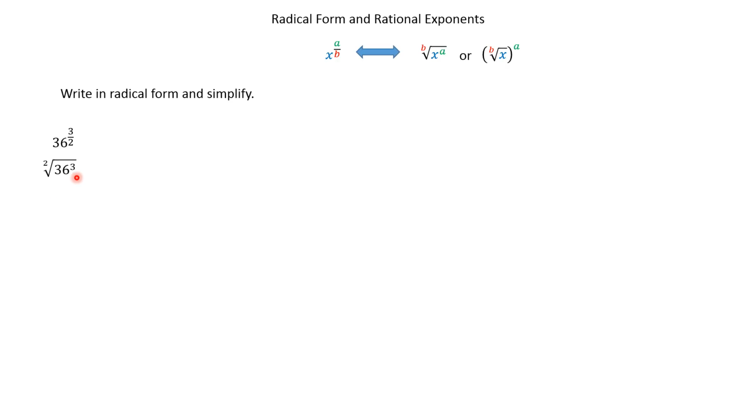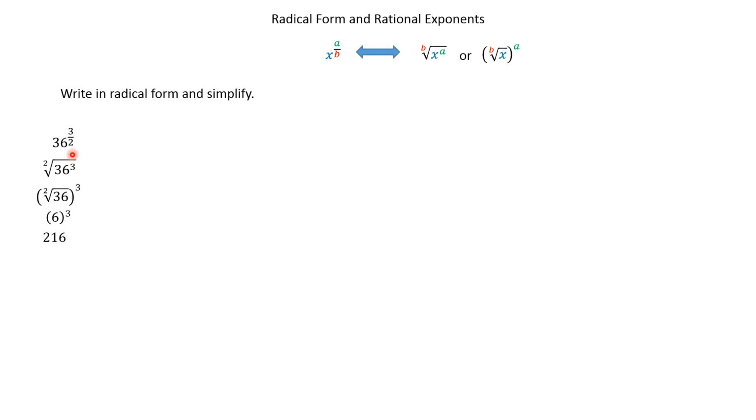And so here, well, 36 cubed, it's going to be a pretty big number. So instead of writing it like this, might it be easier to write it like this? Can we do the square root of 36 and then cube that? So instead of making the number really big, we can make the number smaller first. It's a lot easier that way. So I'd write it like this. The square root of 36 is just 6, so we have 6 cubed, and 6 cubed is 216. There we go. We wrote it in radical form, either one of these, and then we simplified.